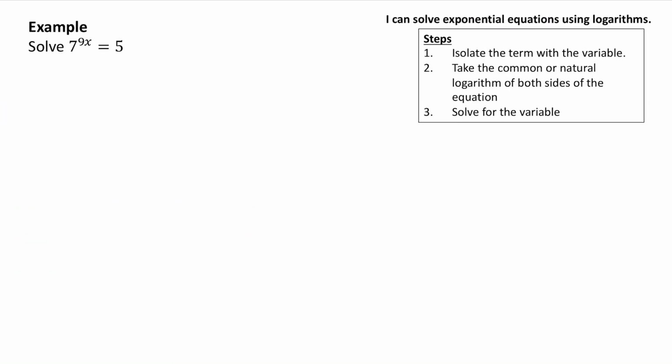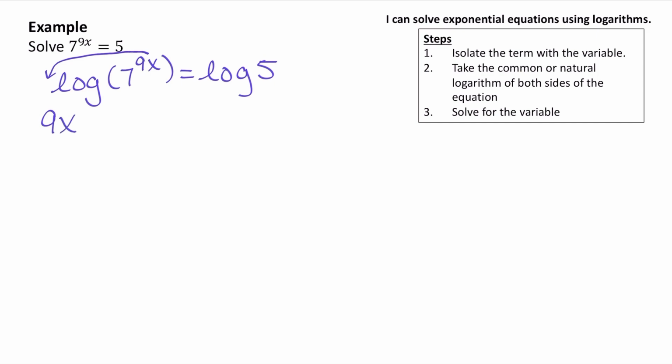So let's try solving 7 to the 9x equals 5. Okay, so once again, the term with the variable is by itself. So I'm going to go ahead and take the log of both sides. So I have log of 7 to the 9x equals log of 5. Okay, using the power property, once again, I'm going to bring this 9x down in front. So I have 9x log of 7 equals the log of 5.